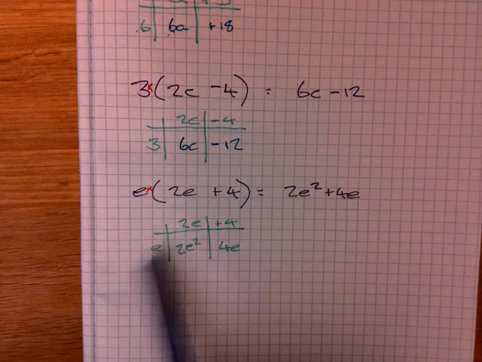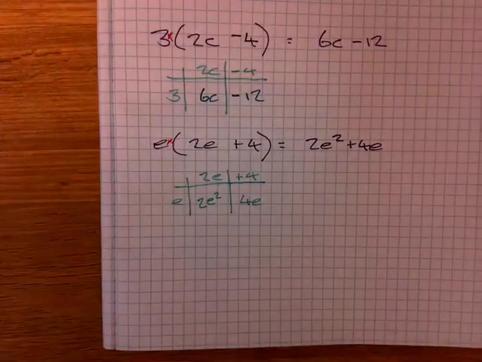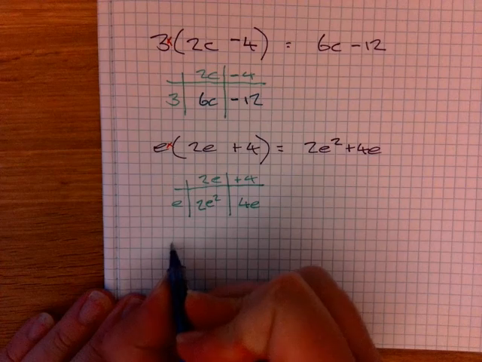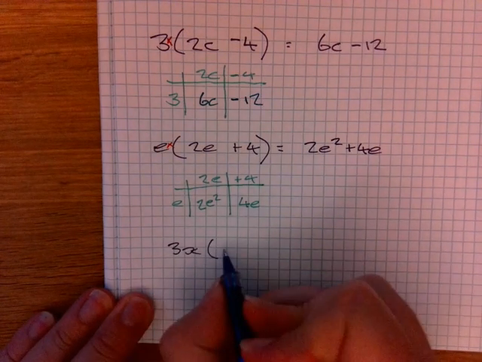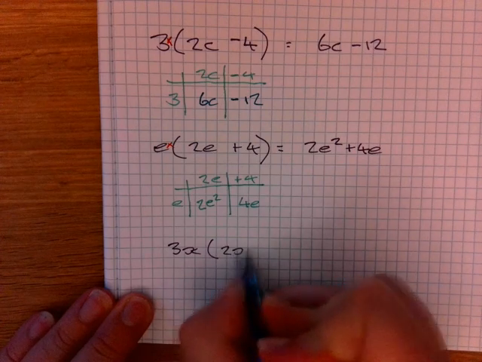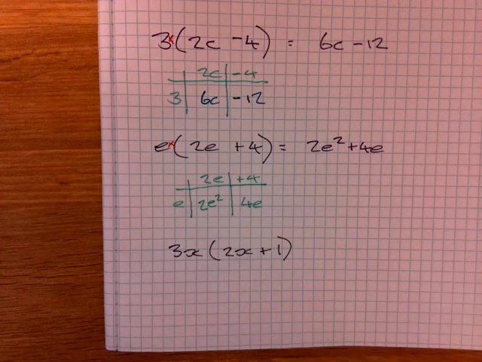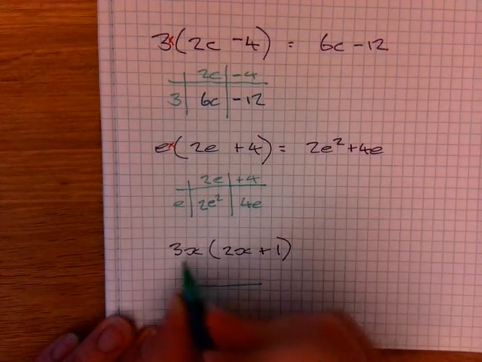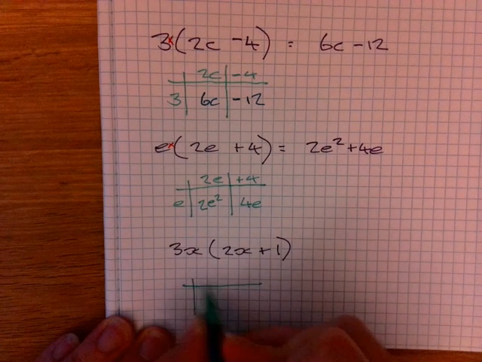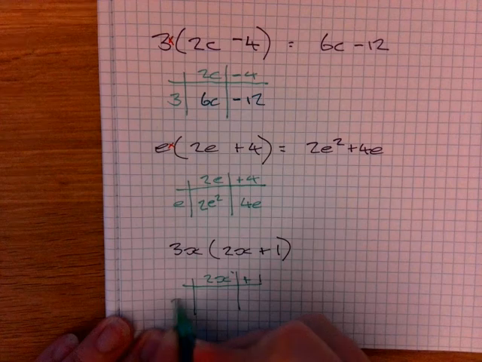I'll do one more example, if we ended up with a number in front of the letter. If we had something like 3x and then in brackets 2x plus 1. If we were to multiply out this one, we've got numbers in front of both of the x's, so there's 2x plus 1 inside the bracket and 3x outside.